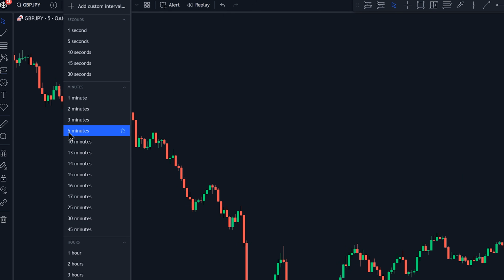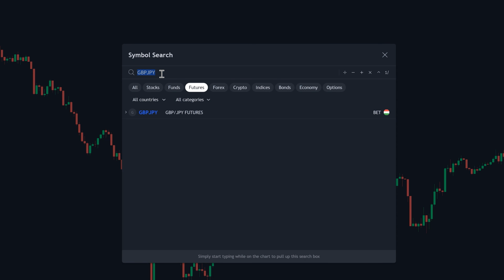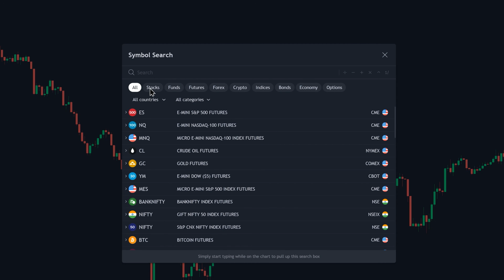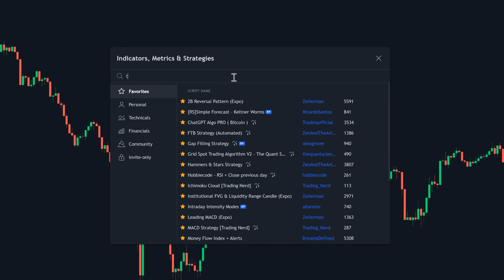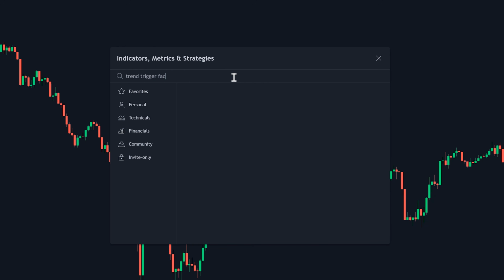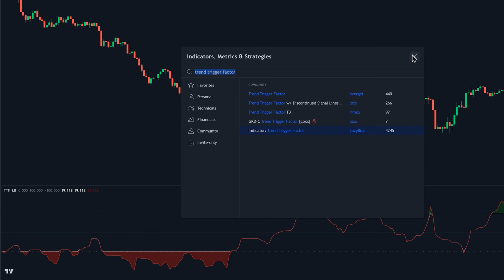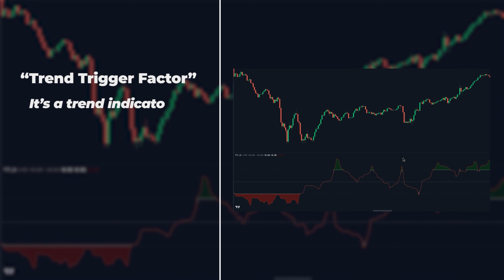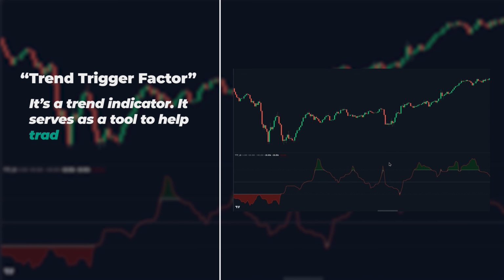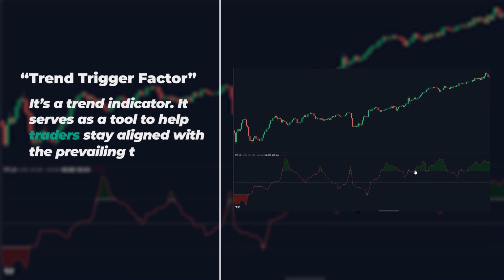Next, you want to load the 5-minute time frame of GBP JPY, but you're not going to be limited to this because this strategy can actually work on any trading security and on any time frame. And then click on indicators and type in Trend Trigger Factor. It's going to be this one by Lazy Bear. Now, the trend trigger factor, just by looking at its name, you can tell that it's a trend indicator. It serves as a tool to help traders stay aligned with the prevailing trend.